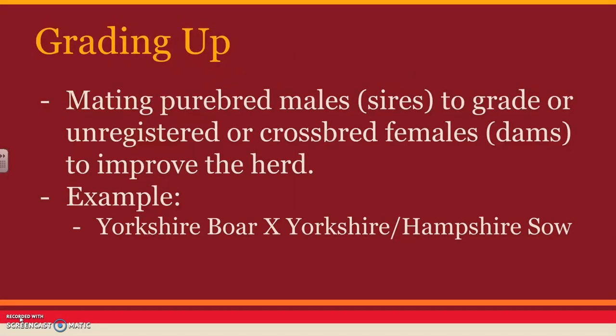Grading up is where you mate purebred males or sires to grade, or really grade is just another word for unregistered, or crossbred females, okay, which are the dams. And this helps to improve your herd. So an example of this would be a Yorkshire boar crossed with a Yorkshire Hampshire sow.